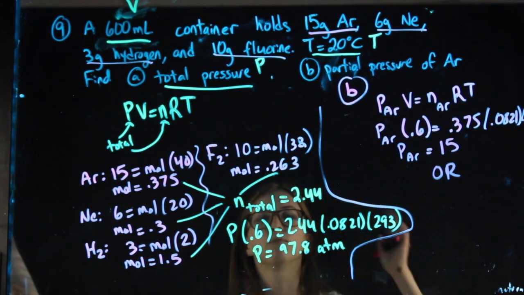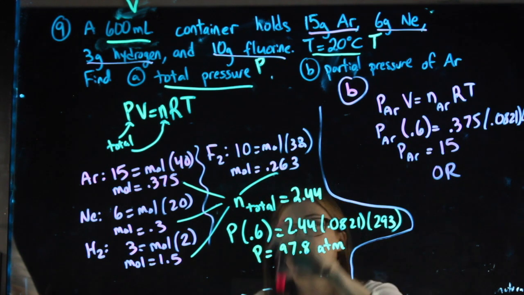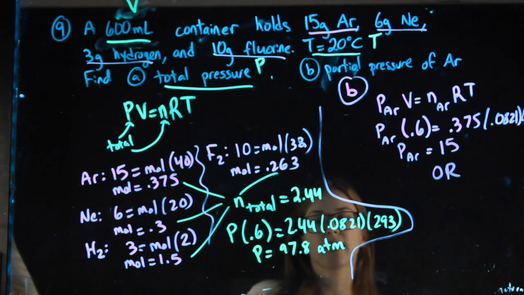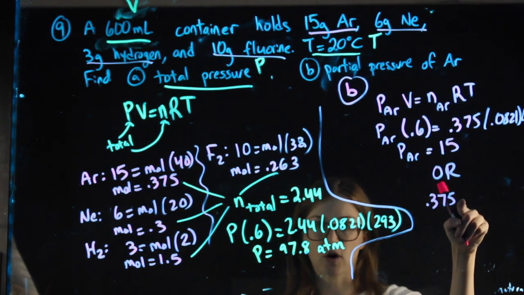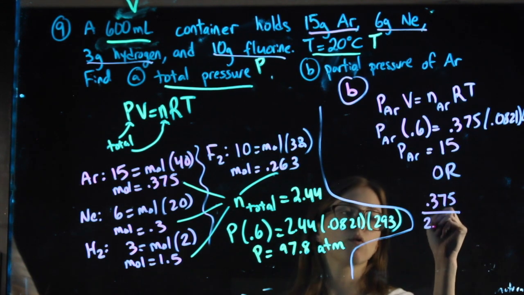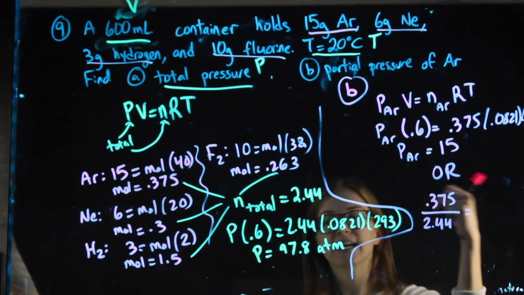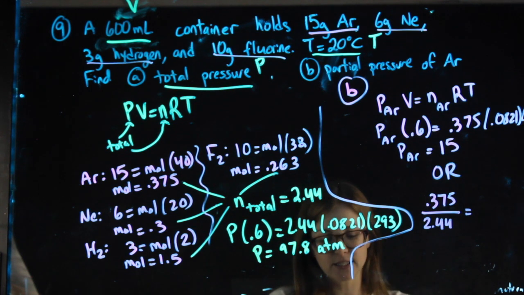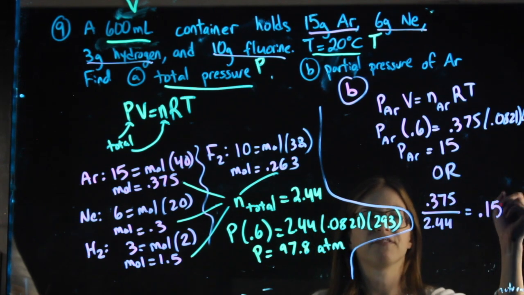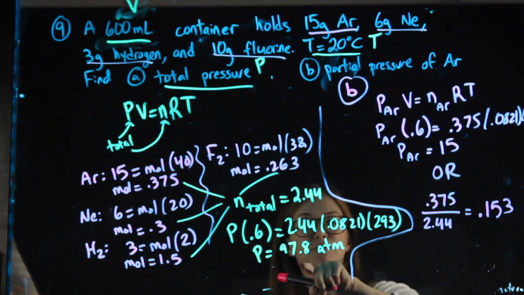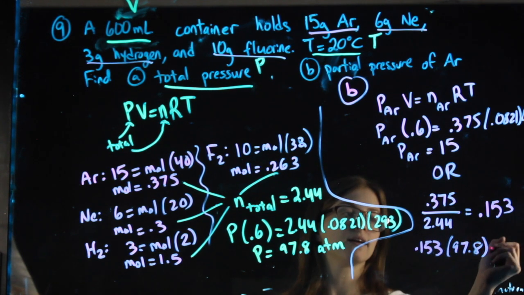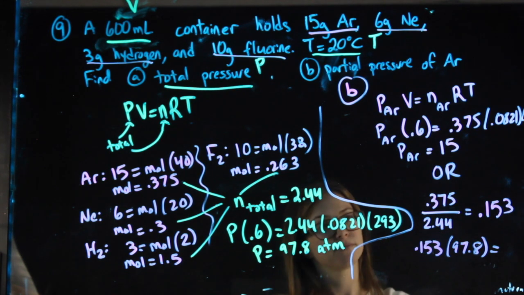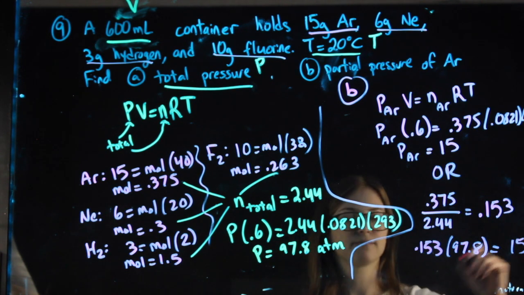Or you can find the mole fraction of argon, basically the percentage of the total moles that is argon, and take that percentage of the total pressure. So 0.375 moles of argon out of the 2.44 total moles, that's telling me my percent argon. It's giving it to me as a decimal, but it's telling me the percentage. So 0.153, 15%. 15% of my total pressure is because of the argon. So you can take that times 97.8, and you would still get the same answer. You'd get about 15. Either way works.